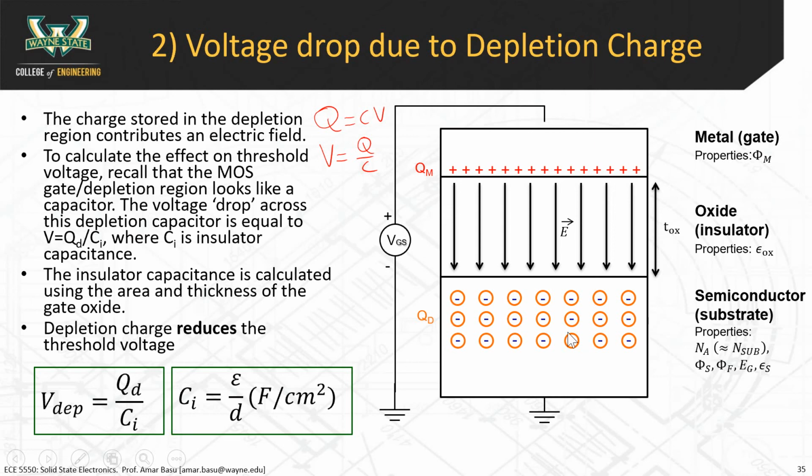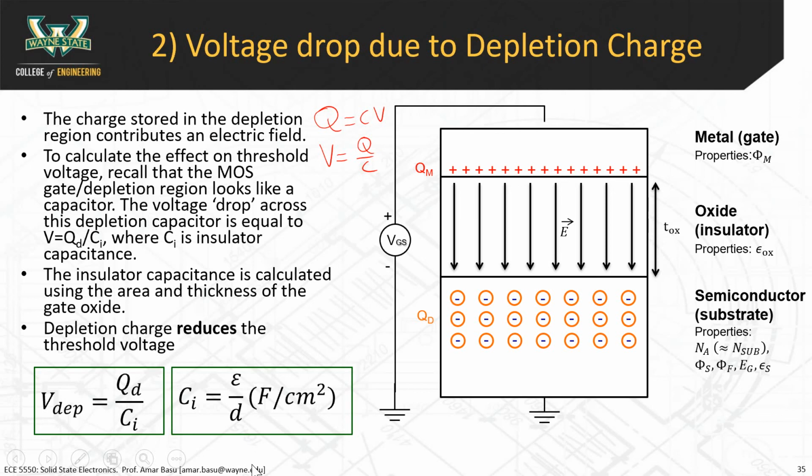Because most of the charge is due to the depletion charge. So we're going to say here, if V equals Q over C, then the voltage drop across the oxide, across this capacitor, is equal to Q over C. So the depletion charge, QD, divided by CI. Now, CI is the capacitance of the oxide layer, and that's a unit capacitance. So CI is equal to epsilon over D.